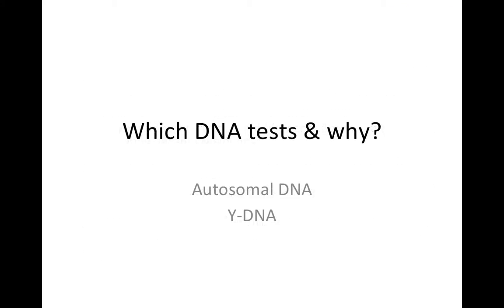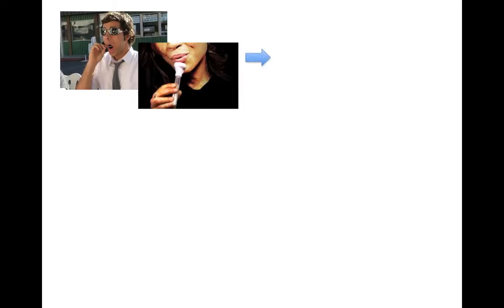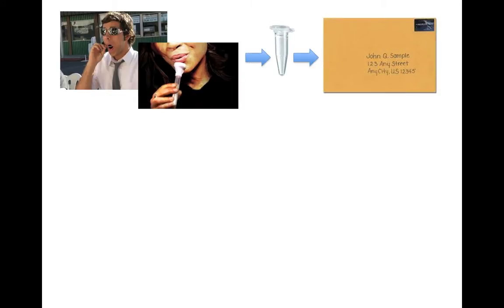So, which DNA tests do we use to do this type of research and why? Well, I'm going to look primarily at two different types of DNA test. The first is autosomal DNA and the second is Y-DNA. Now, doing a DNA test is actually very simple. You either swab the inside of your cheek or give a sample of saliva into a tiny little test tube, which then gets posted to the lab.